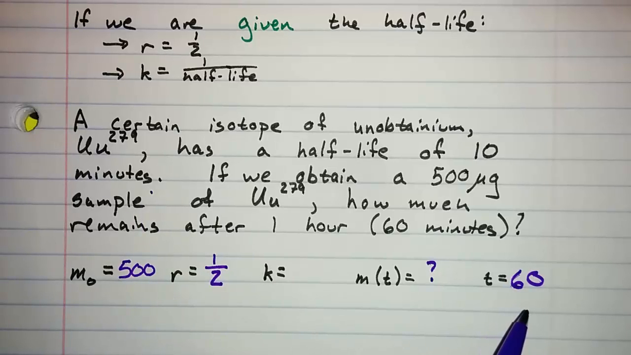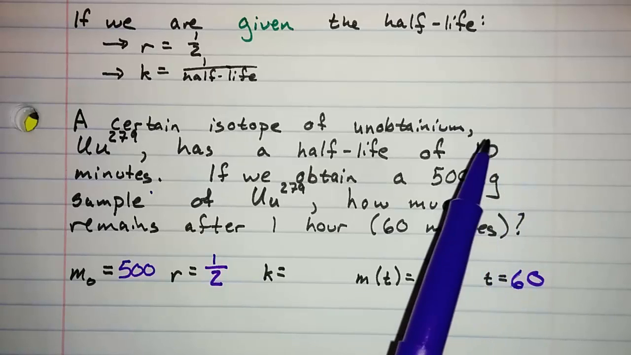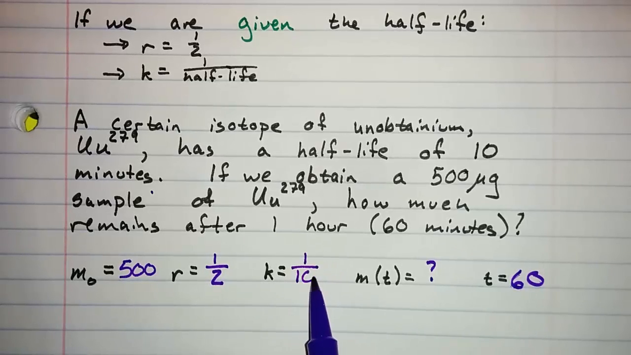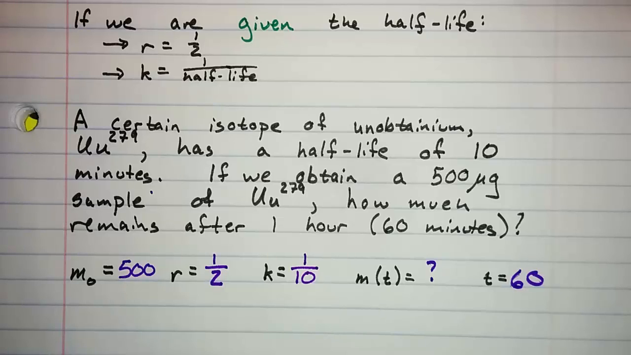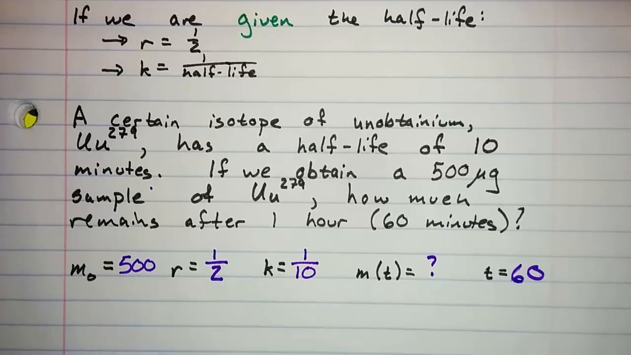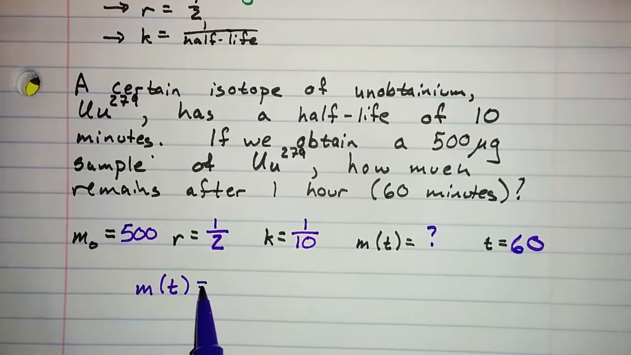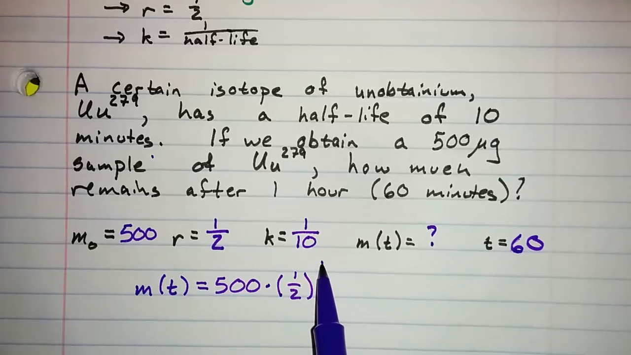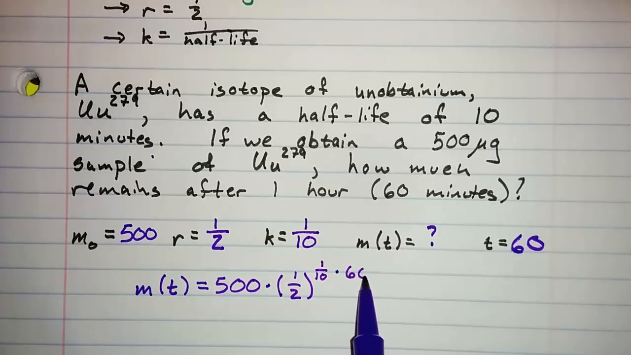That means how many times are we going to multiply by a half? How many half-lives are going to pass? Well, we're going to divide our 60 by how long it takes the amount to cut in half. Right, we're going to want our K to be 1/10. We're going to want to divide the time by 10. So our equation then, m of t, the thing we're looking for, is 500 times 1/2 to the 1/10 times 60 power.